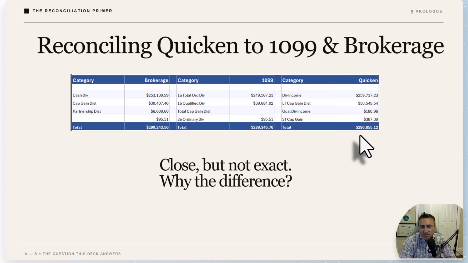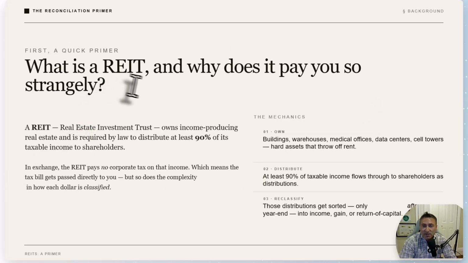The difference does not pertain to this video, but it's very close, because the brokerage statement is going to very closely track cash, just like our Quicken. But the 1099 reports things on a tax basis. Why the difference is with a REIT, a real estate investment trust. So what is a REIT?